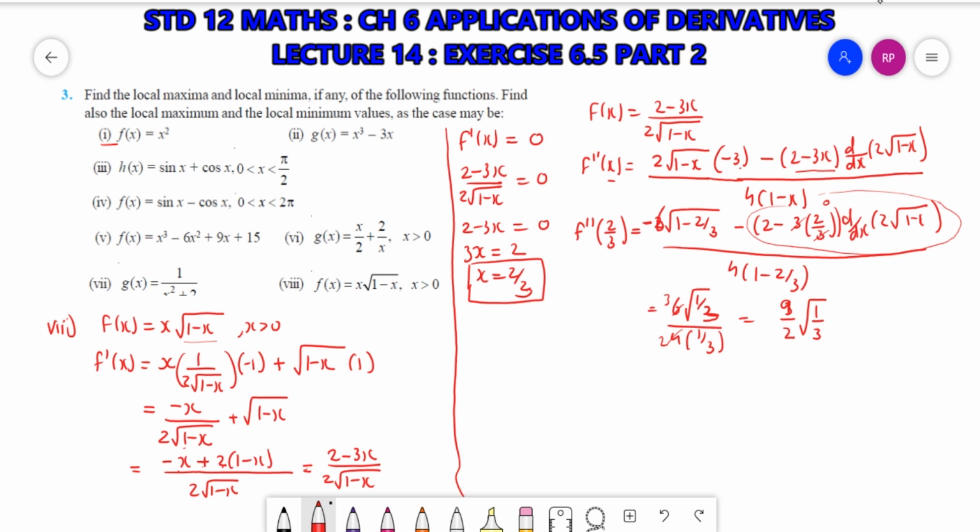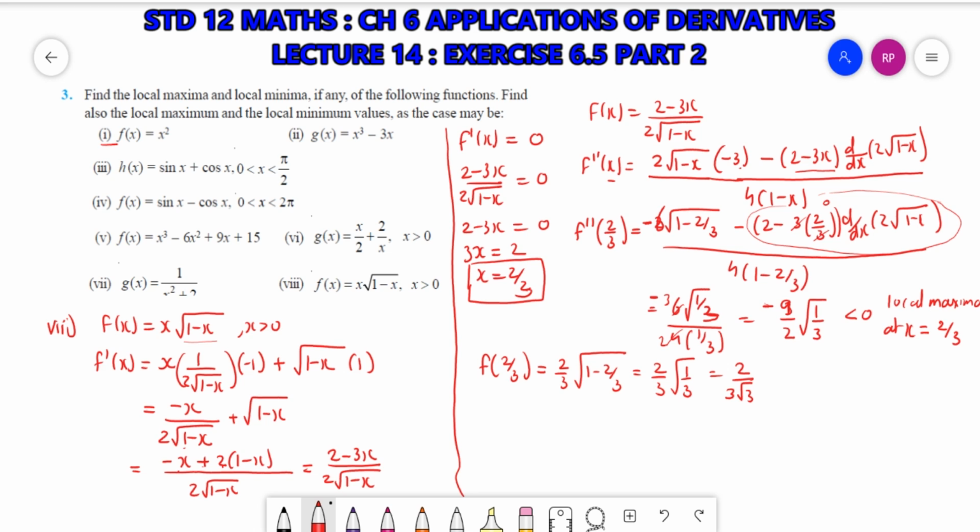And we were also having this negative sign, so it will be minus 9 by 2 into root of 1 by 3. Now, as we are having a minus sign, it will be less than 0. Therefore, local maxima at x equal to 2 by 3. Now, to find out the maximum value, f of 2 by 3 will be equal to 2 by 3 into square root of 1 minus 2 by 3. So 2 by 3, 1 minus 2 by 3, root 1 by 3, so it is 2 upon 3 root 3.